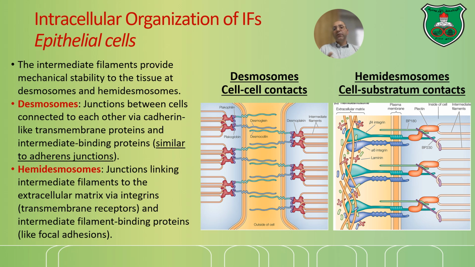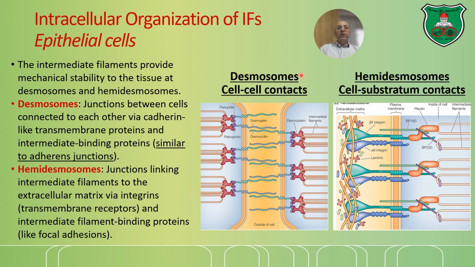Well, let's talk about intermediate filaments in epithelial cells. Now, there are specialized structures in epithelial cells. We talked about, for example, focal adhesions. We talked about adherens junctions. We talked about desmosomes as well previously.